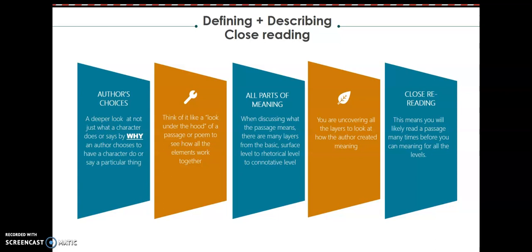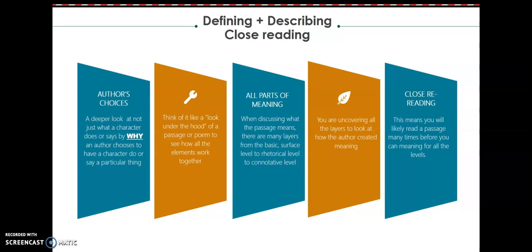Think of this as looking under the hood of a passage or a poem to see how it all works together. When you're discussing what a passage means, there are several different layers. You've got that basic surface comprehension, summarizing, recall level, which is, I think, where everybody is as far as most of these soliloquies are concerned, to a more rhetorical level where you understand a little bit about how it is put together, and then down to a connotative level where you understand why a particular word was chosen for a particular instance. Your job with this essay is to uncover all of those layers to look at how the author, in this case Shakespeare, created that meaning.